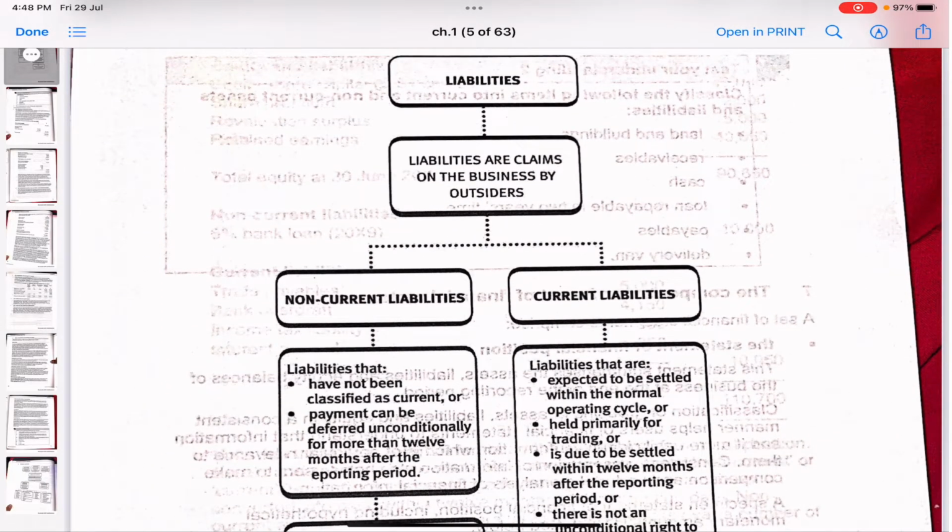Now we come to liabilities. It is the same way again. Now that you know the meaning of current and the meaning of non-current, let's see how it applies in liabilities.